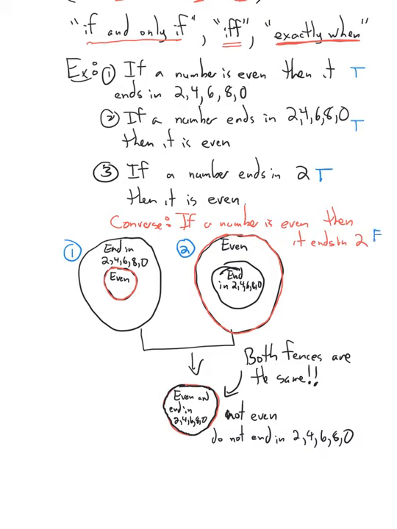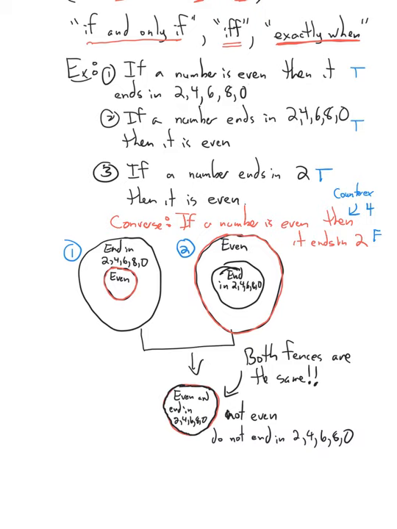So that means we can find a counterexample for this. And our counterexample, how about 4? 4 is an even number. 4 is 2 times 2. But 4 does not end in a 2. It ends in a 4. So there is our counterexample. Or you could use pretty much any even number that doesn't end in 2. And we're good to go.